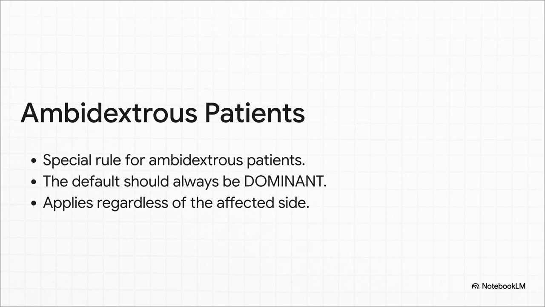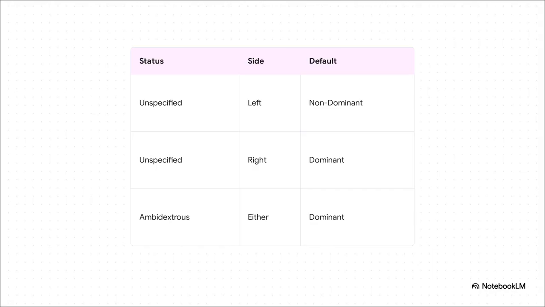But wait, what if you get a curveball? What if the chart notes the patient is ambidextrous, meaning they use both hands equally well, but it doesn't say which side of their paralysis is considered dominant? Well, the guideline has a strict special rule for ambidextrous patients. The default is always dominant, always. This applies regardless of whether it's the left or the right side affected. The second you see the word ambidextrous, your brain should immediately route you to the dominant code set. So, to quickly summarize this whole framework, unspecified left, that's non-dominant. Unspecified right, that's dominant. Ambidextrous on either side, dominant. You're going to want to memorize this setup because it's essentially your ultimate cheat sheet for guideline IC6A.